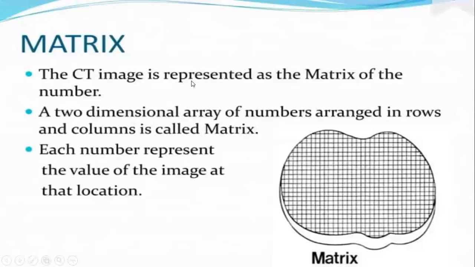And then we move to matrix. The CT image is represented as a matrix of numbers. The two-dimensional array of numbers arranged in rows and columns is called a matrix. Each number represents the value of the image at that location. This is the diagram of the matrix.